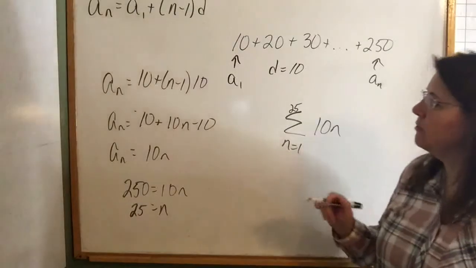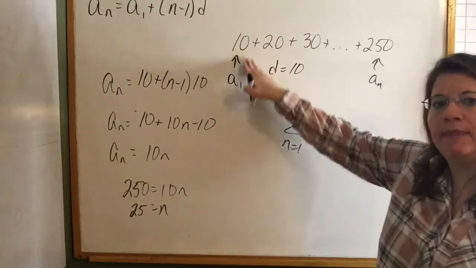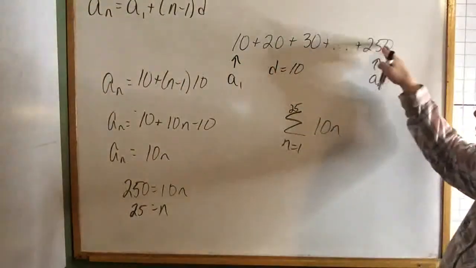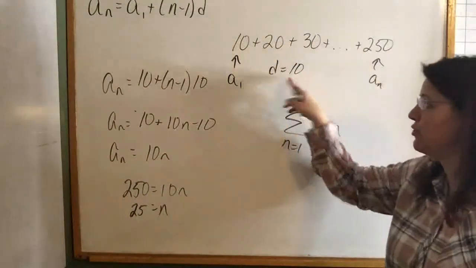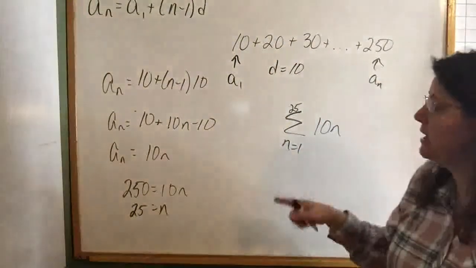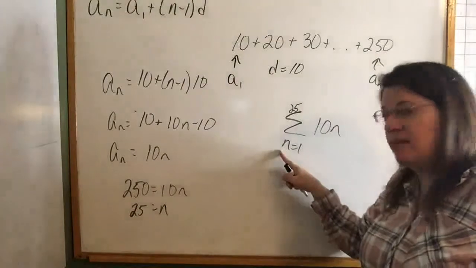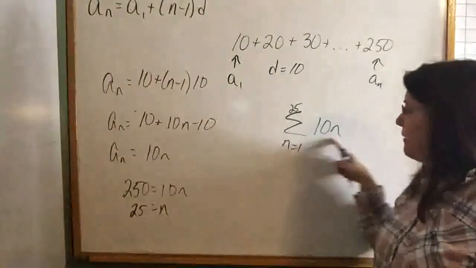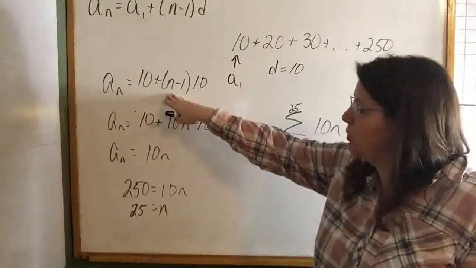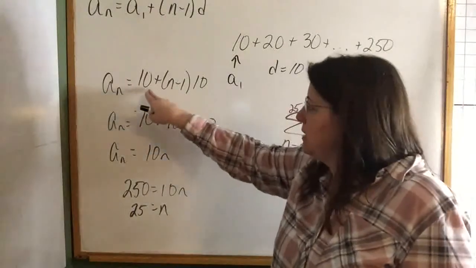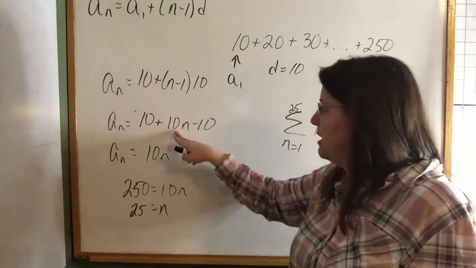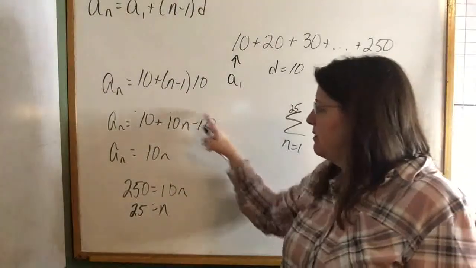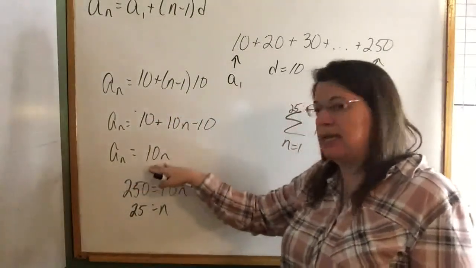So here's the answer. I knew that since the first term was 10, that was a sub 1. My last term was 250, that's my a sub n. I'm adding 10 to get to the next term each time, so my d is 10. I then plug in to find the formula that goes here, knowing that this is always n equals 1. My formula, when I plug into the a sub n formula, would be a sub n equals 10 plus n minus 1 times 10. When I distribute the 10, I have 10 plus 10n minus 10. 10 minus 10 is 0, so my formula is a sub n equals 10n.